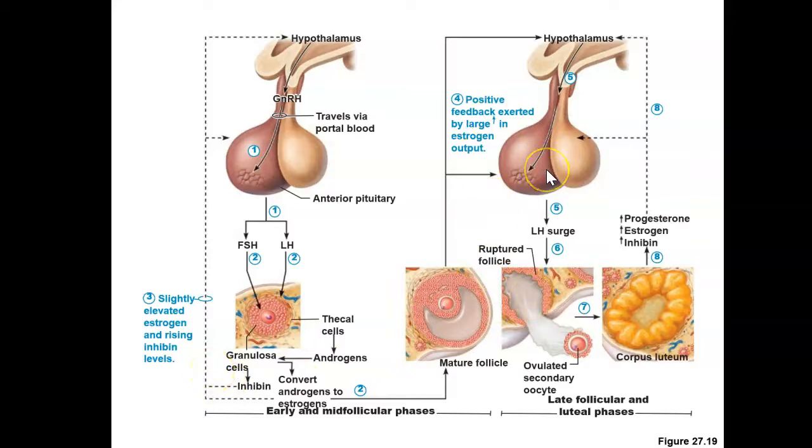Then positive feedback is going to be exerted by large increases in estrogen output. As more estrogen is produced, it's going to circulate through the blood. The hypothalamus is then going to cause the release of LH in large amounts. That LH is going to play a role in rupturing that follicle to release the secondary oocyte. And then once we get to the corpus luteum stage, progesterone and estrogen are going to increase, as well as the production of inhibin.